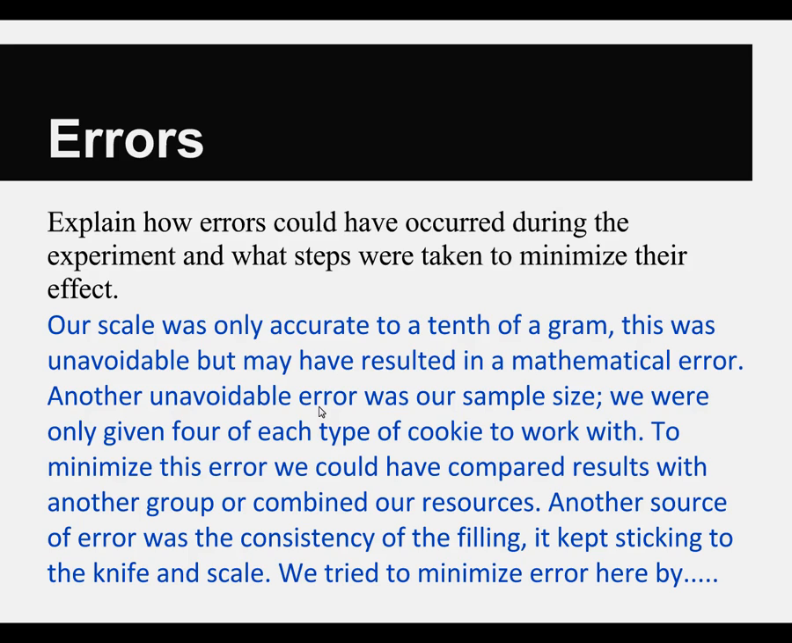Another source of error was the consistency of the filling. It kept sticking to the knife and the scale. By consistency I mean the gooiness of the filling. A lot of you mentioned that it does stick, and some of you listed the filling being sticky on the knife and the scale. We tried to minimize error here and then explain that you wiped the knife carefully, or you zeroed the scale out to get rid of crumbs. What did you do to try and make your data even more accurate?